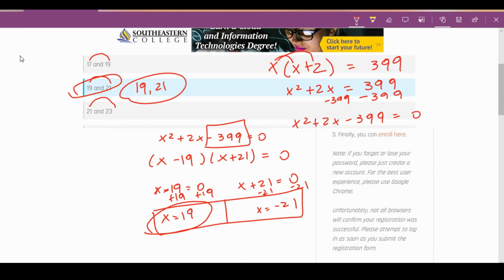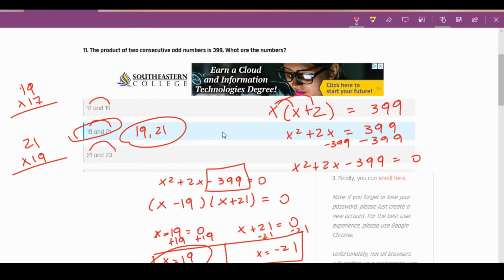The other way to do this problem would have been to multiply all these. Again, 19 times 17, see if that gets you 399. 21 times 19, see if that gets you 399. So you can either solve this one algebraically, or you can simply multiply these 2 together to get 399. The choice is yours. If I was taking this test and time was of the essence, I would have done it this first way. I would have just multiplied these together until I found the right solution. Again, it's nice to know how to do it algebraically, but when you're taking the test, sometimes you can actually use the answer choices to solve the problem pretty quickly.